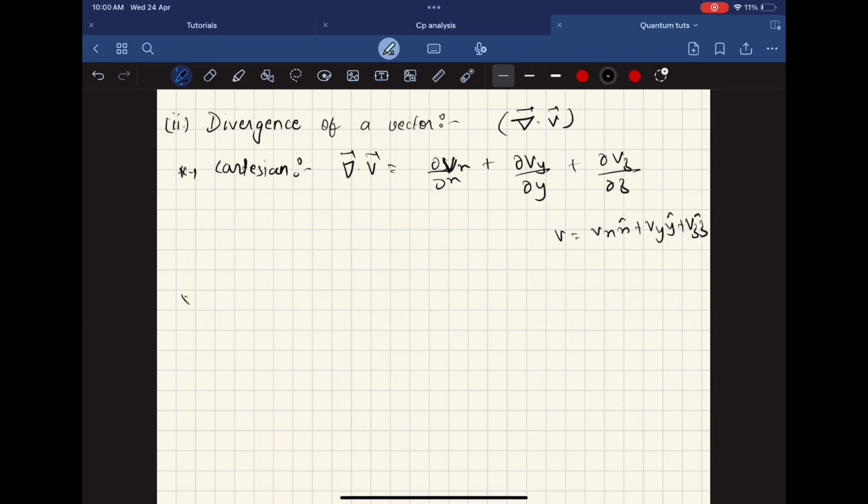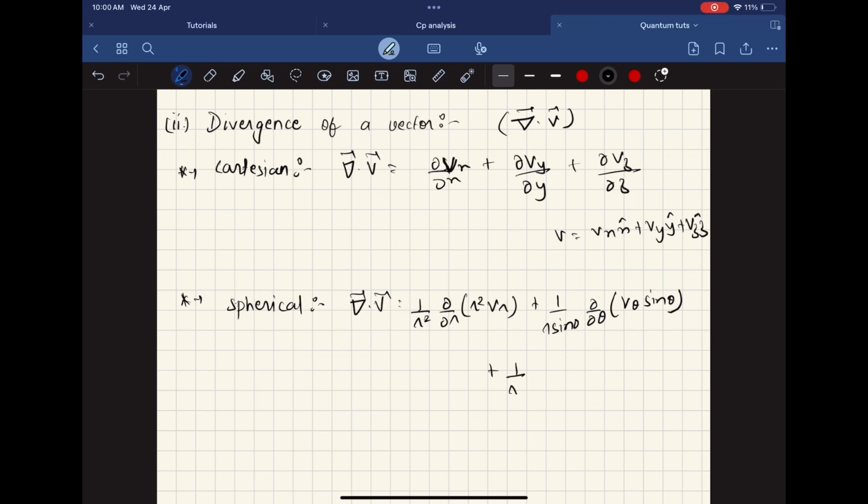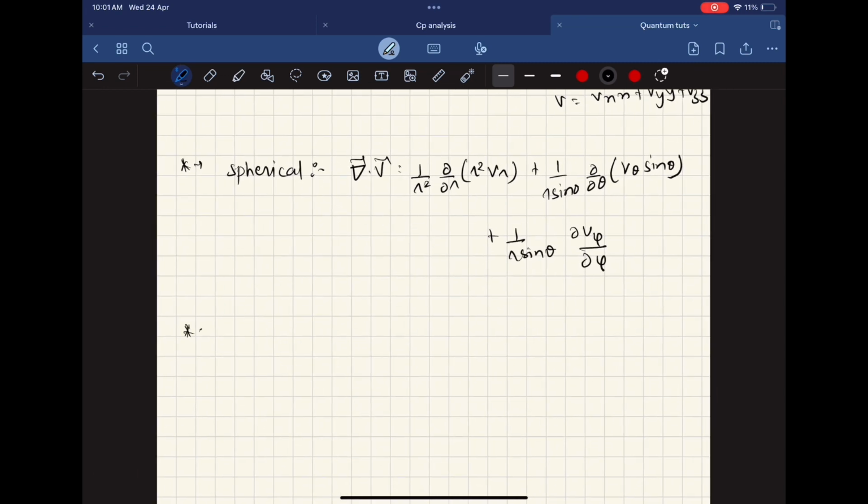Similarly, in the spherical coordinate system, we calculate del dot v equals 1 upon r square del over del r of r square vr, plus 1 upon r sin theta del upon del theta of v theta into sin theta, plus 1 upon r sin theta del v phi upon del phi. Now let's move to the cylindrical coordinate system.